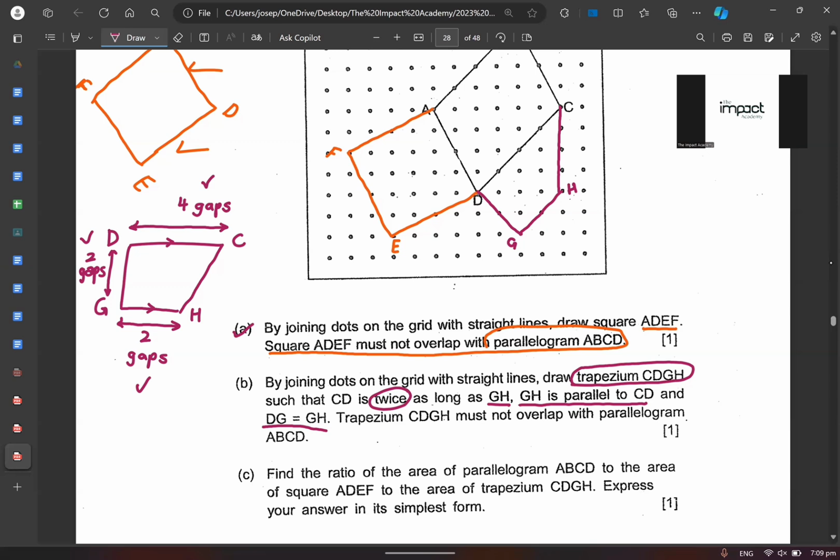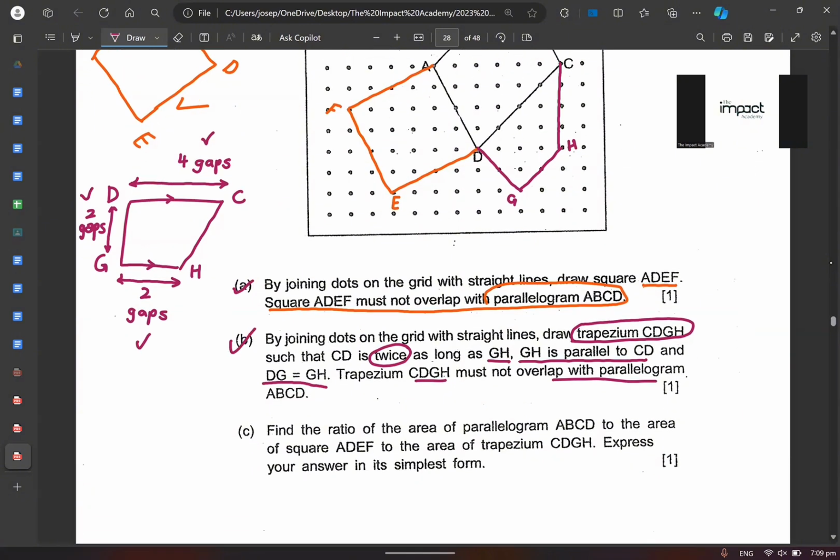GH is parallel to CD. Is that correct? Yeah. CD is twice as long as GH. Is that correct? Yeah. DG equals GH. Is that correct? Both are three dots, or two gaps, right? Yeah. Trapezium must not overlap the parallelogram. Is that correct? Yeah. And therefore, this is correct, and this is your answer for B. Am I making sense? Yeah.